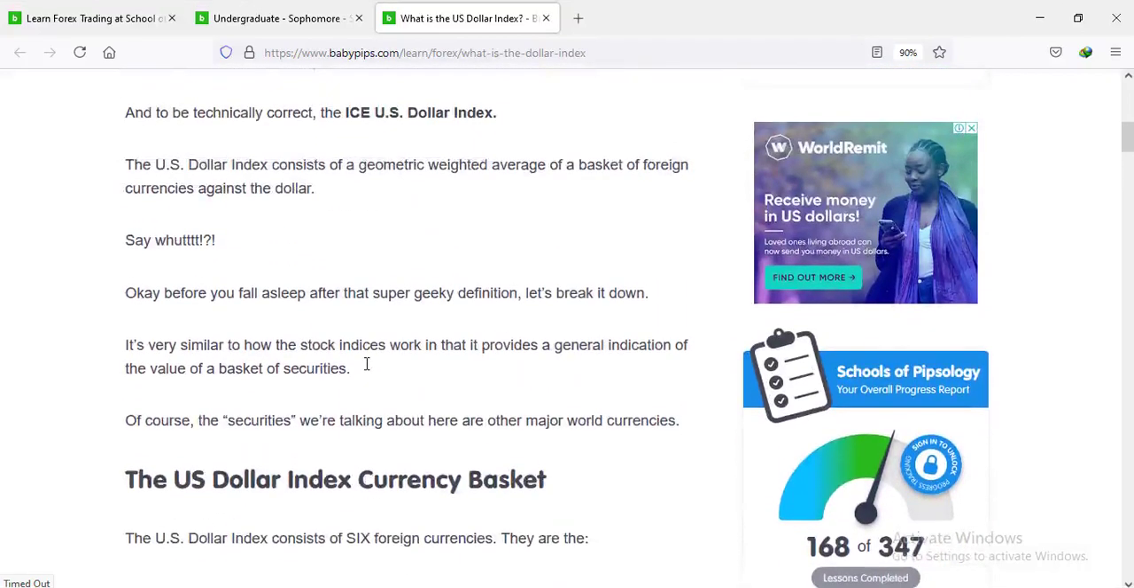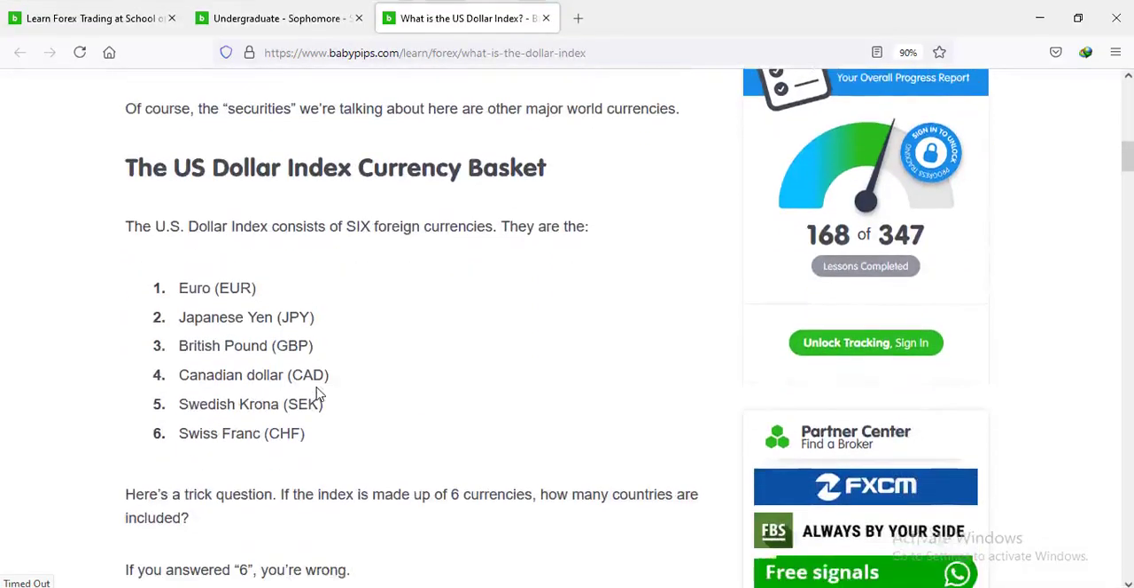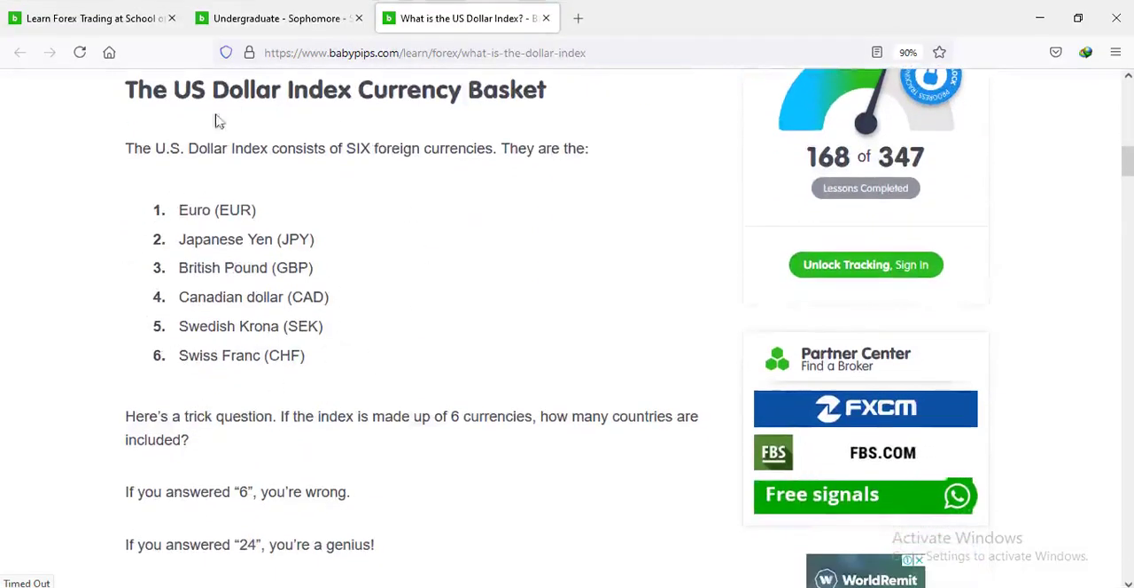It is very similar to how the stock indices work, in that it provides a general indication of the value of a basket of securities. What securities are we talking about? They are major world currencies. All these make up the basket that is weighted in the US dollar index. In total there are 6 foreign currencies: the Euro, the Japanese yen, the British pound, the Canadian dollar, the Swedish krona, and the Swiss franc.